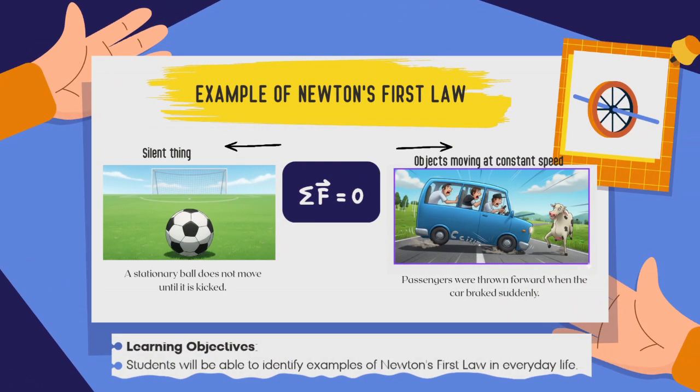Now, let us look at examples of Newton's first law in daily life. The first example is a stationary ball. The ball will remain at rest until a force, such as a kick, is applied to it. The second example is a passenger in a car. When the car stops suddenly, the passenger moves forward because their body tends to continue in motion due to inertia. The learning objective is for students to be able to identify examples of Newton's first law in everyday life.